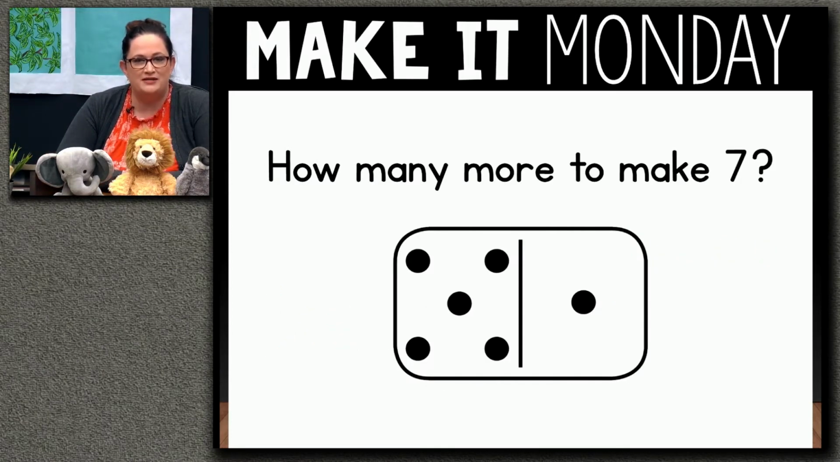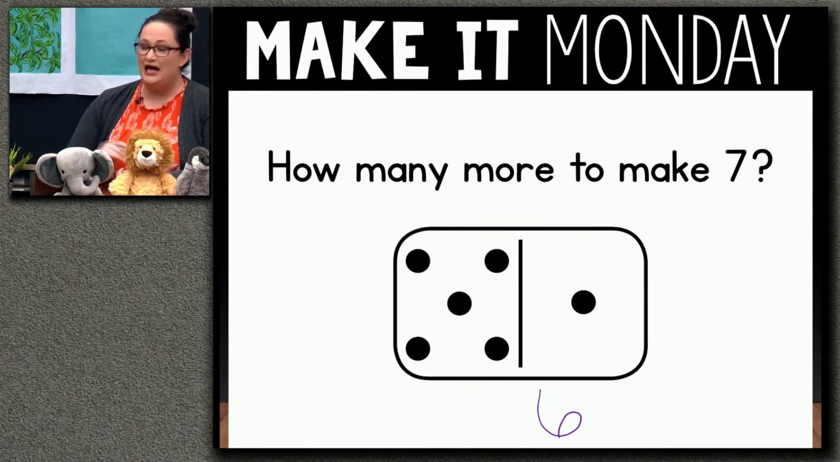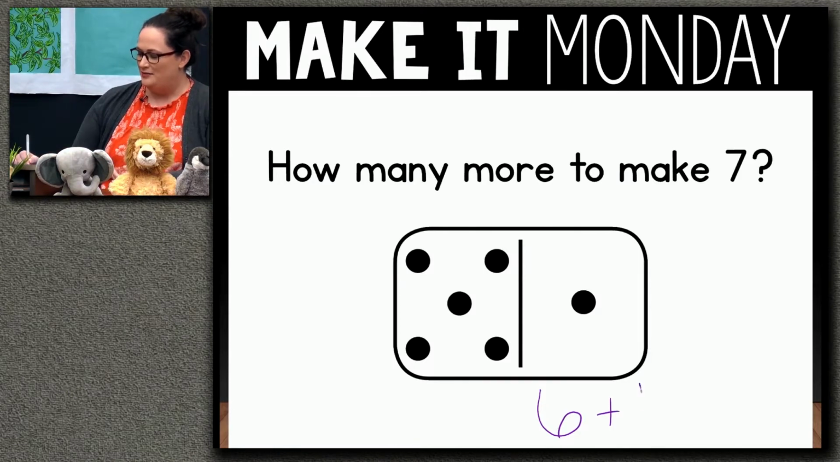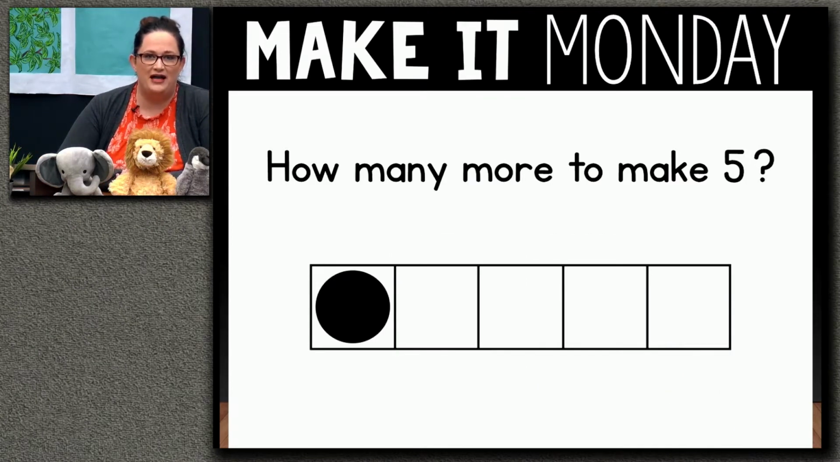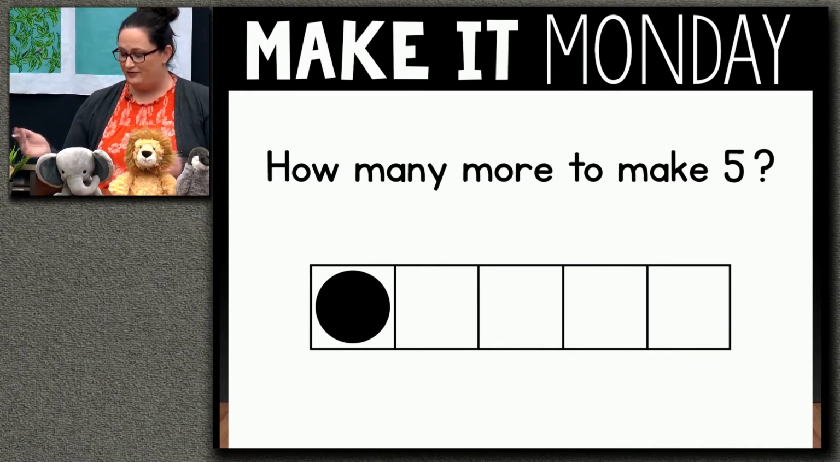How many more to make 7? Well, first we have to know what we see. What do we have already? We have 6. How many more make 7? Yeah, it's just one more because 6 and 7 are right next to each other. How many more to make 5? Pebble, you said 4 really fast. How did you know that? It's a 5 frame. So if there's only 1, then there's 4 more to make 5. Great job.